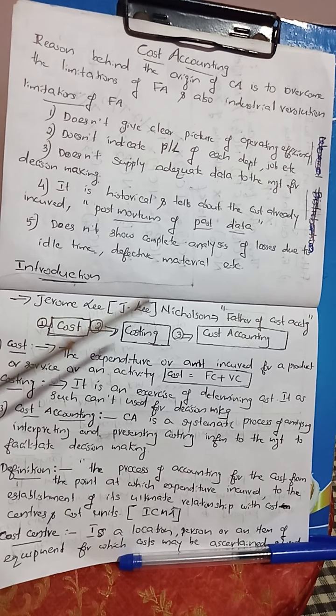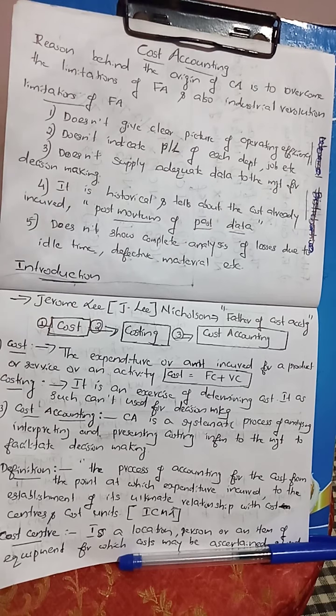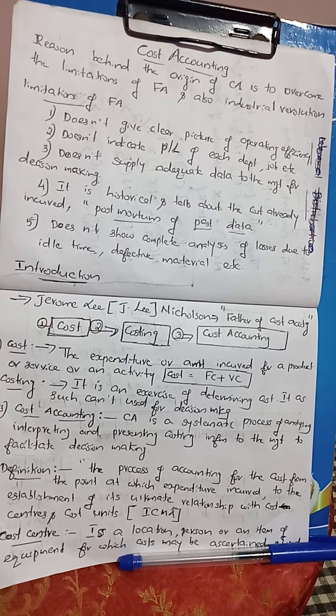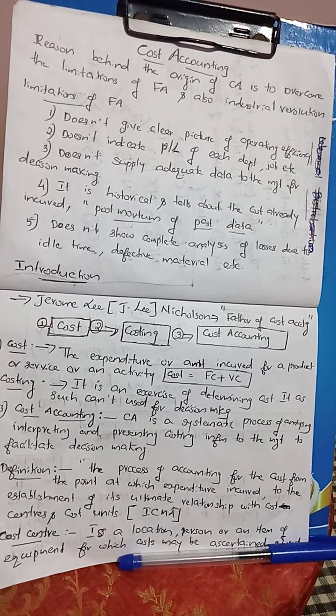The next is that it does not indicate the profit or loss of each department, job, etc. Nowadays all business concerns are running as multinational companies or MNCs. In the case of MNCs, we have many departments, divisions, sections, etc. And if you want to know the efficiency of each department or each section, we need to take the help of cost accounting data rather than financial accounting data.